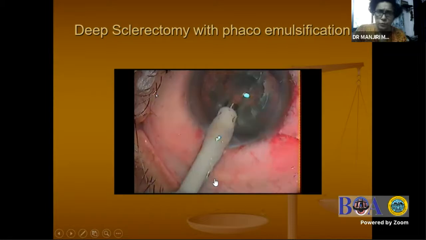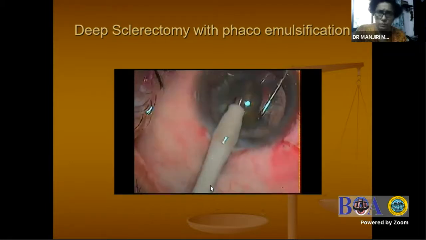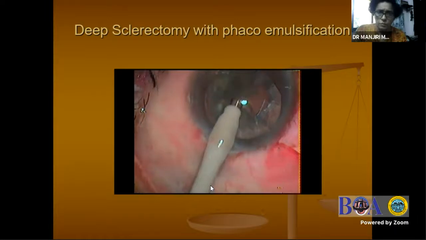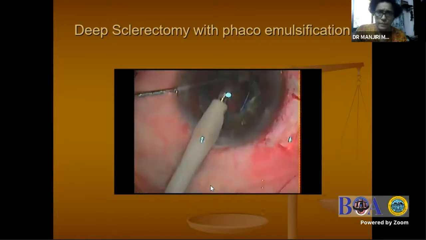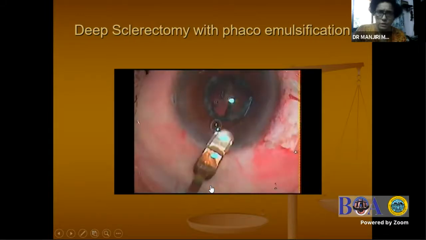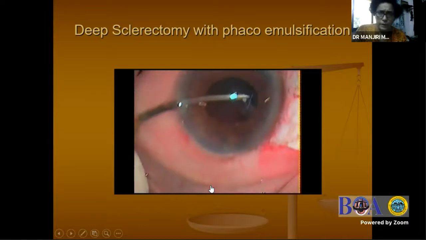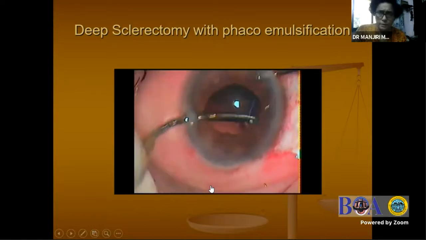Phacoemulsification is being performed. This deep sclerectomy surgery is done along with this. I have one more video of combining it with trabeculectomy.